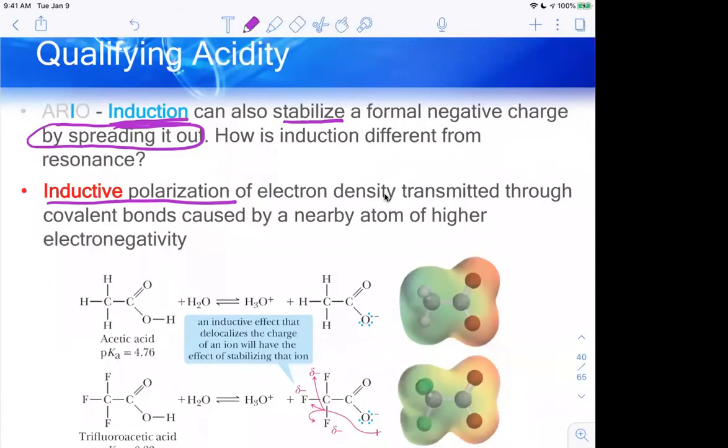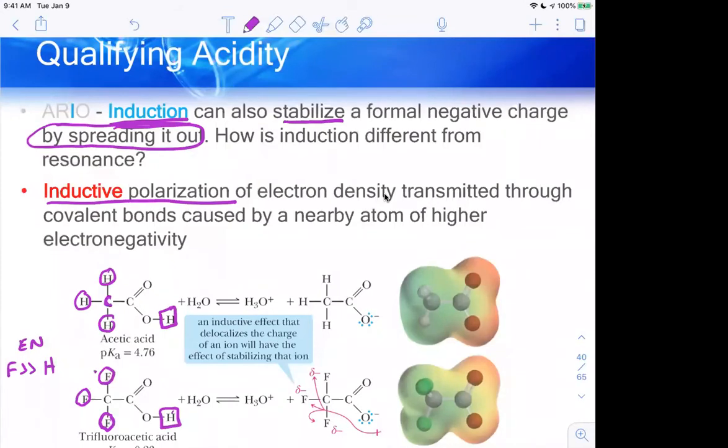So let's look at acetic acid. Notice that these are hydrogens attached to this carbon. This is the acidic hydrogen. Notice these are fluorines that are attached to that carbon, and this is the acidic hydrogen. So this is called trifluoroacetic acid. Well, fluorine is more electronegative than hydrogen.